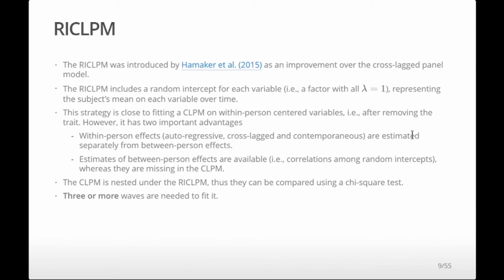So essentially, you have 2 advantages. One, that you estimate within-subject effects after controlling for between-subject effects. And the other one is you also get between-subject effects, because you see this correlation between the random intercepts and just the between-subject portion. And also, the cross-lagged panel model is nested under the random intercept cross-lagged panel model. So for those who are familiar with structural equation modeling, you can test which fits better. So you can have both and see, okay, the random intercept model has more parameters. So it's less parsimonious, it's less simple, but could fit the data better anyway. So you can check.